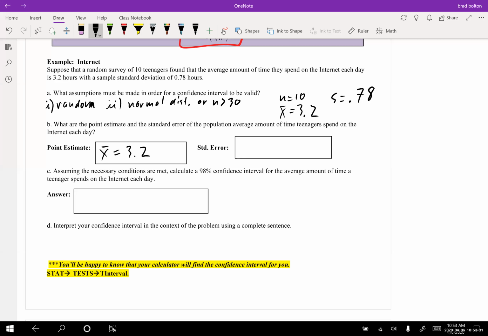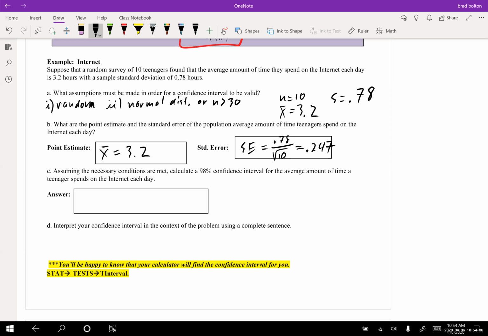And the standard error is going to be 0.78 divided by the square root of 10. So I get about 0.247 when we put this in our calculator. Let me just double check that. 0.78 divided by square root of 10. Yeah, I get 0.246657. So let's just say 0.247 for ease.